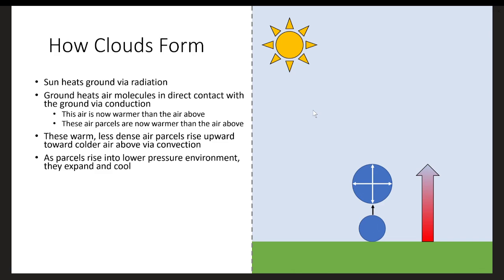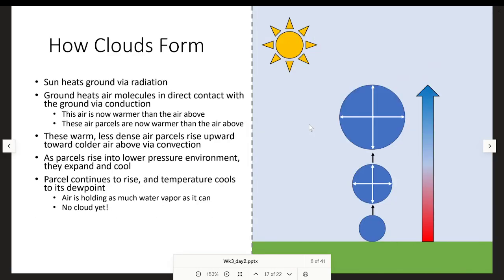And as they rise into the lower pressure environment, they're able to expand because there's less pressure on them, and they are going to cool off. Well, the parcel's going to keep rising, and it's going to keep cooling. And if you're forming a cloud, the temperature is going to cool to the dew point. So the air is, quote unquote, holding. I had a professor say that we're not allowed to say that, but I'm just going to say it. So the air is holding as much water vapor as it can, but there's not a cloud yet once it hits the dew point.